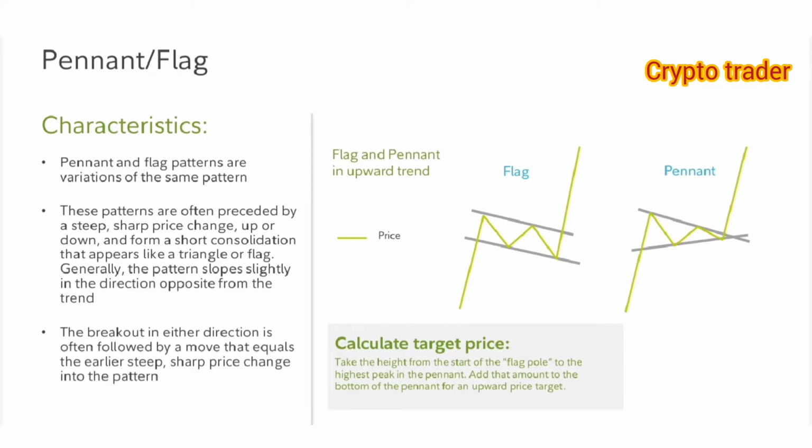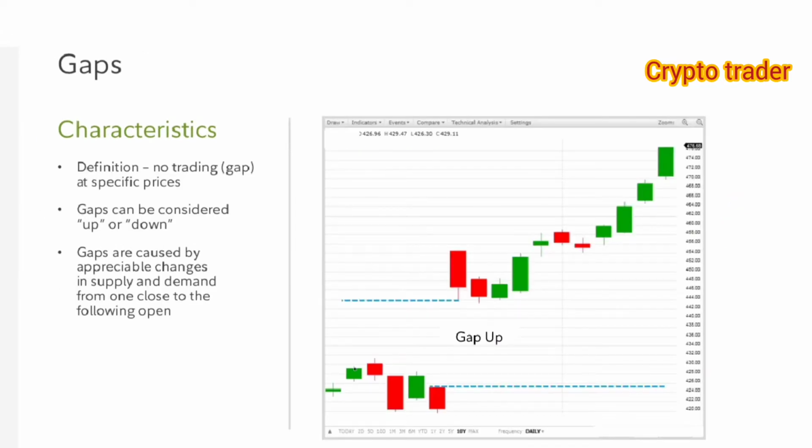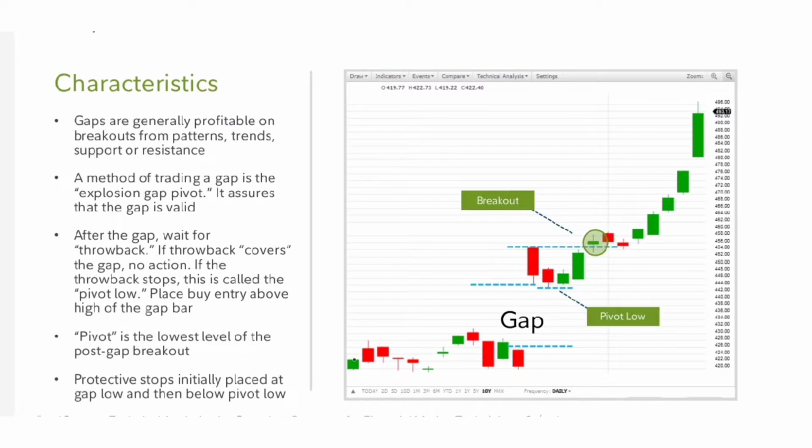Gaps. Characteristics. Definition: no trading at specific prices. Gaps can be considered up or down. Gaps are caused by appreciable changes in supply and demand from one close to the following open. Gaps are generally profitable on breakouts from patterns, trends, support or resistance. A method of trading a gap is the explosion gap pivot. It assures that the gap is valid.